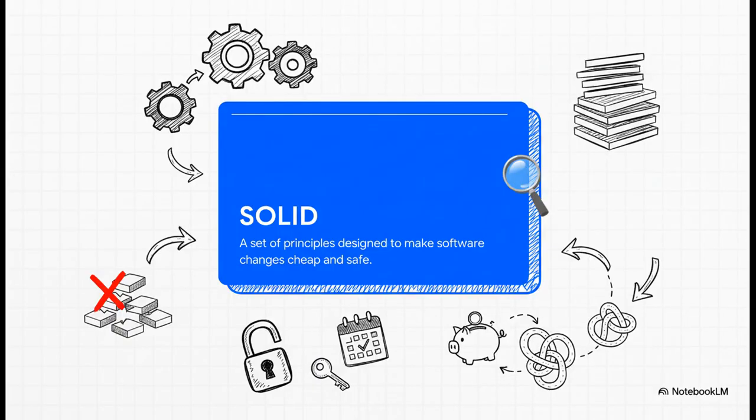And that really gets to the core of it, doesn't it? SOLID isn't about being clever or writing some kind of perfect academic code. Now, it's a super practical philosophy. The goal is dead simple. Make any future changes to your software cheap and safe. If you find yourself scared to touch a piece of code because you don't know what might break, that's a huge red flag that one of these principles was probably violated.